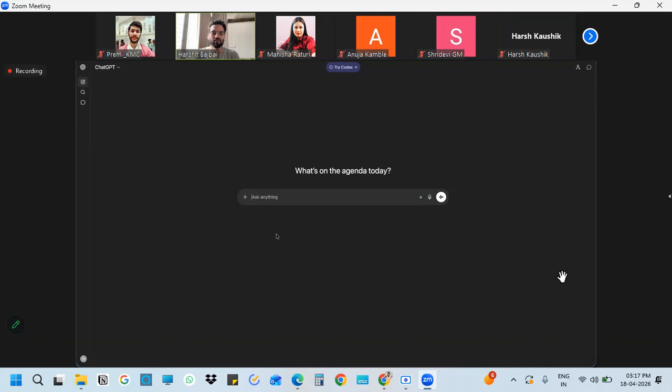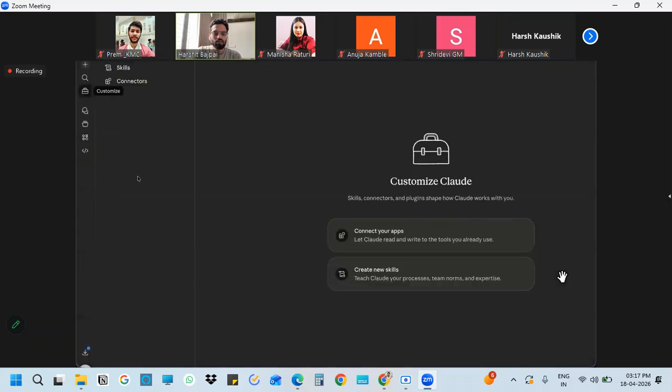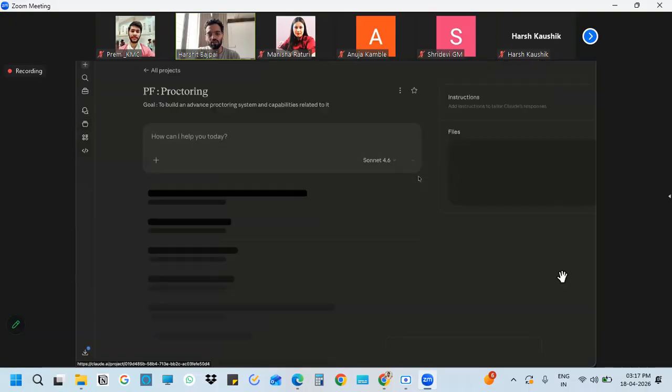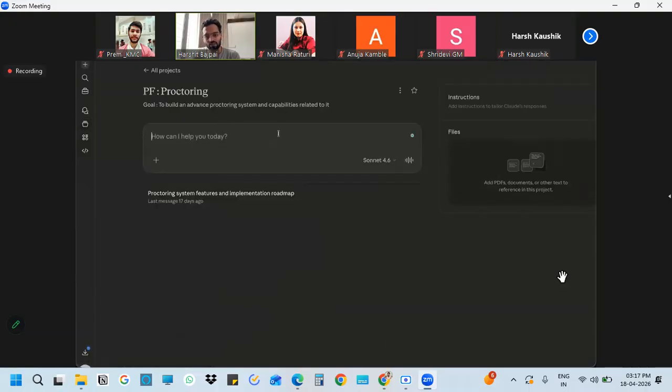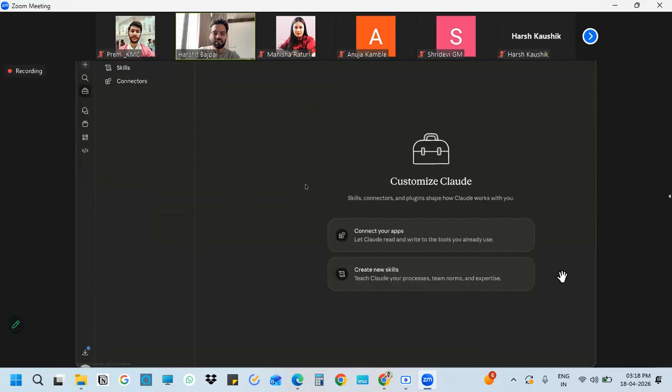So for example, in Claude, I'm using projects. In projects, I'm working on, let's say, proctoring. In proctoring, if I use one chat and I open up another chat, this chat will have information about the other chat because it's under the same project. So if you are not explicitly given permission, or if you are not explicitly using a certain feature, all chats are independent in nature.